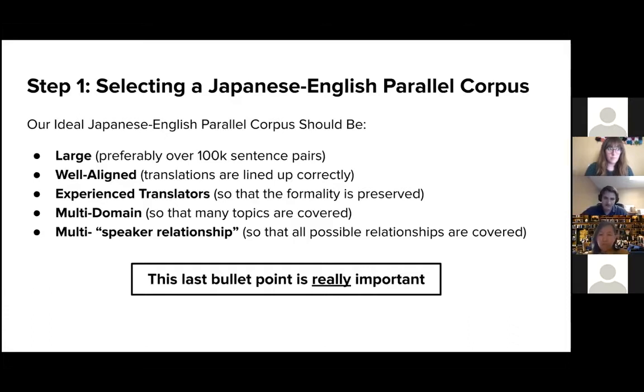And really importantly, we want to make sure that there's a lot of different speaker relationships in here. So for example, in a corpus like the Wikipedia corpus, there's only one type of speaker relationship there, and that's the person who's writing a Wikipedia article, formal, who's higher status, and then you, the reader, lower status. There could be a lot of different topics talked about, but if there's not a lot of different speakers, then we don't get a good spread over formality.